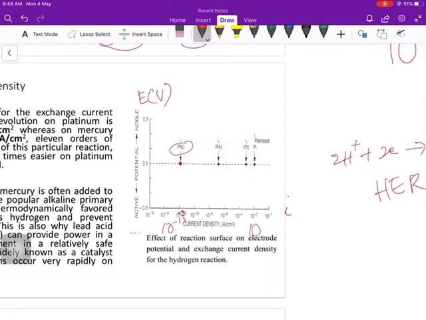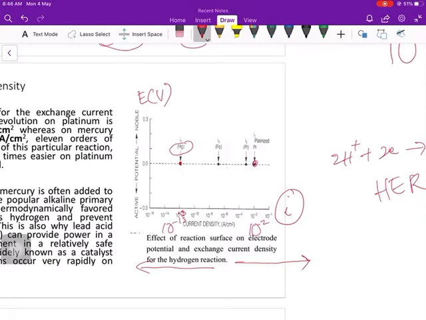10 power of negative 13. On platinum, the hydrogen evolution will occur at negative 2. So the more positive the current, this is current density, it means that the reaction is fast. It's faster than in the more negative direction.